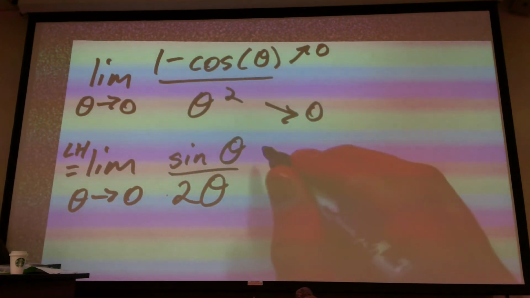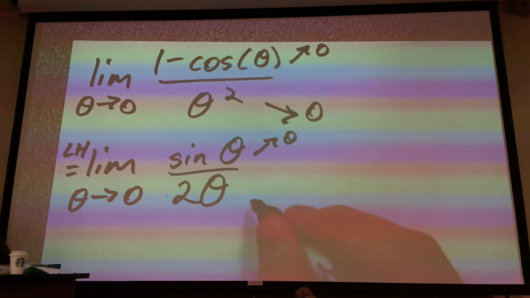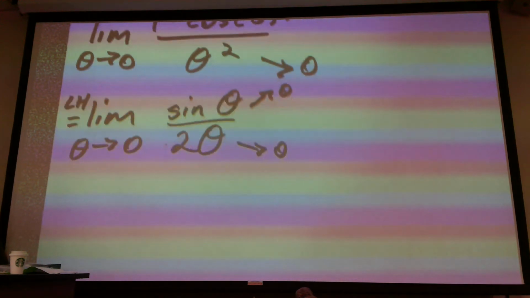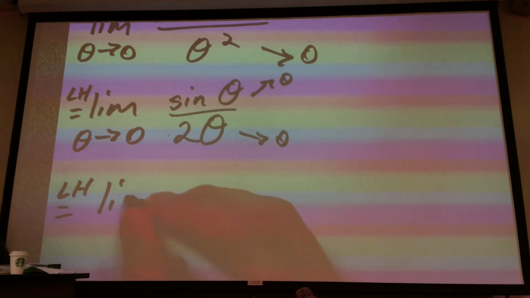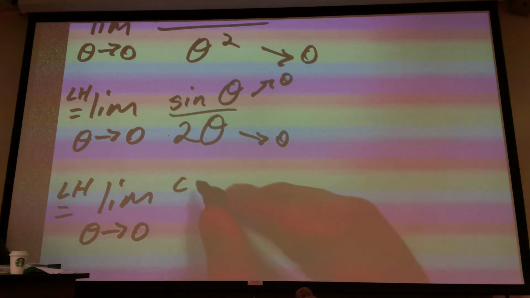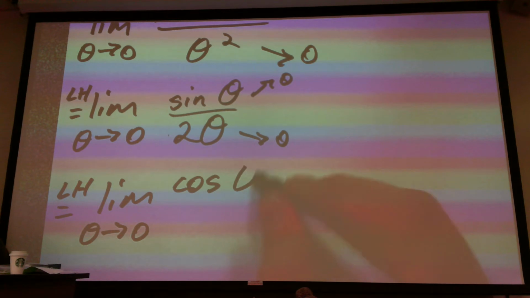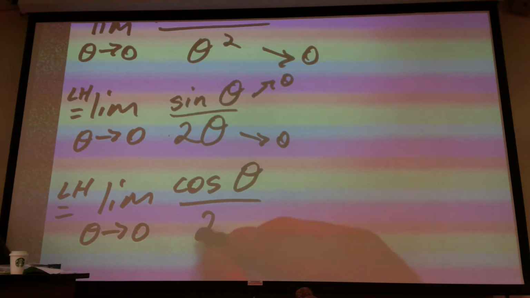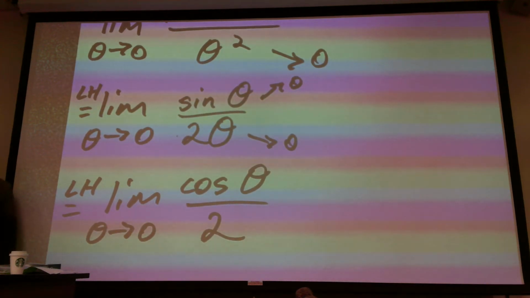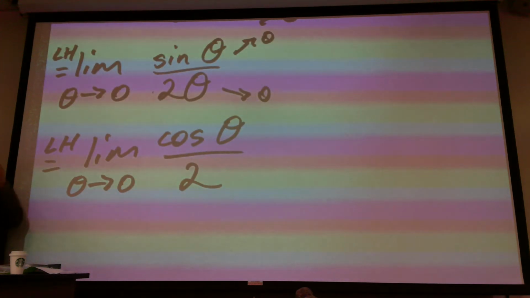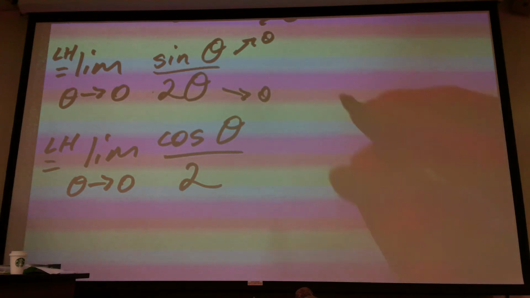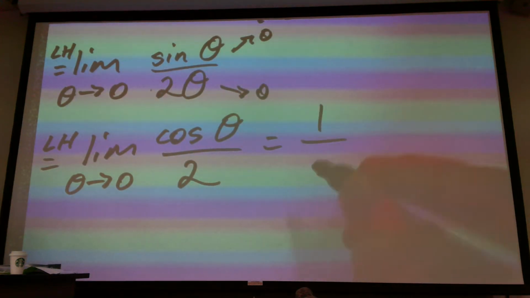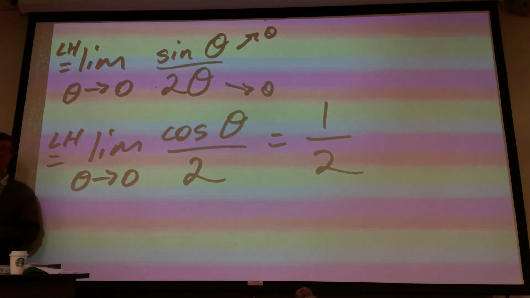So, that tends towards 0, that tends towards 0. Let's apply L'Hopital's rule again. So that's going to be the limit as theta tends towards 0. The derivative of sine is going to be cosine theta, and the derivative of 2 theta is just 2. Okay, so if I plug 0 into cosine, cosine of 0 is 1. And so what I'm going to get is 1 divided by 2.